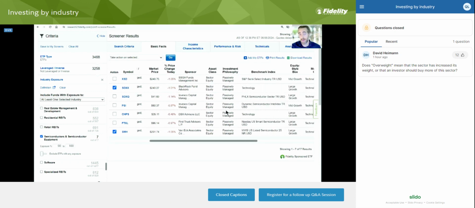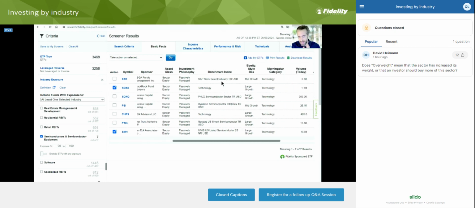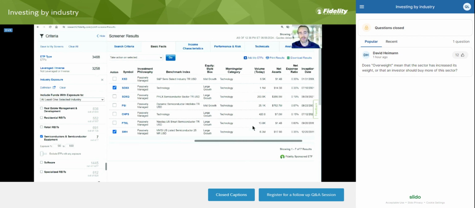whether it is passively or actively managed. All of these are passive. Then the benchmark index, and this is key. This is the way that the fund measures how it's doing against some index that was created. Just looking at this tells us that these funds, even though they're in the semiconductor industry, all follow different benchmark indices. And that's going to be the main driver as to why the performance, which we'll get to shortly, is going to be very different between these funds.